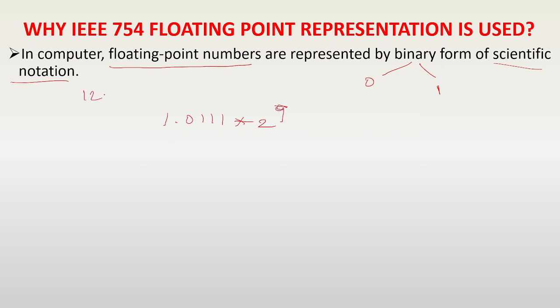Suppose the floating point number is like this, 12.5, and I want to convert it. This is a floating point number. Inside the computer, these floating point numbers get converted to their binary form in scientific notation. This is a scientific notation and the number is a pure binary number.